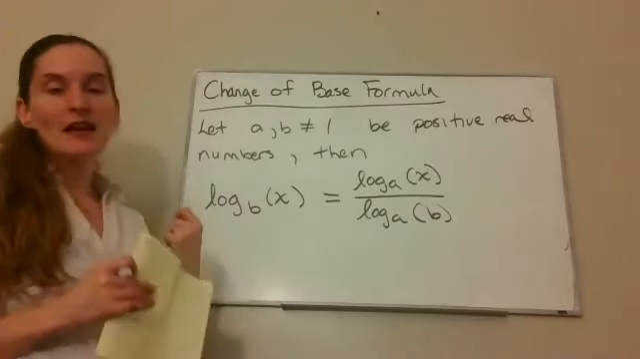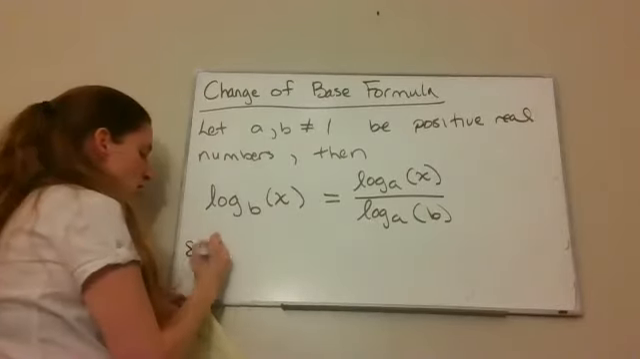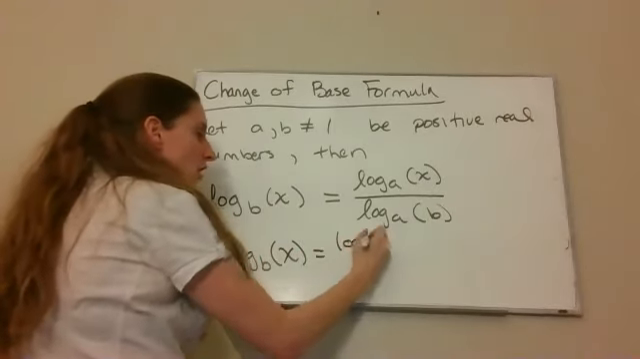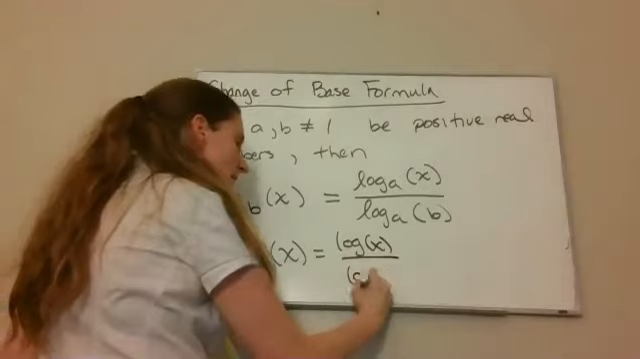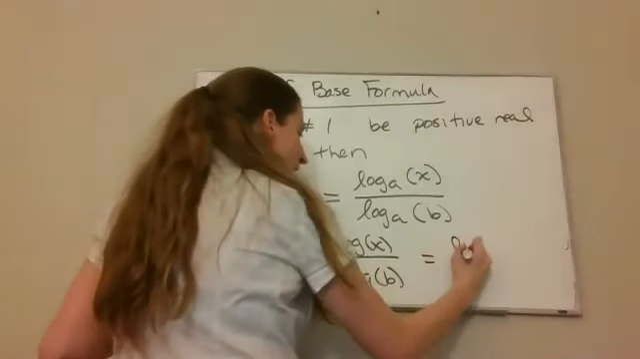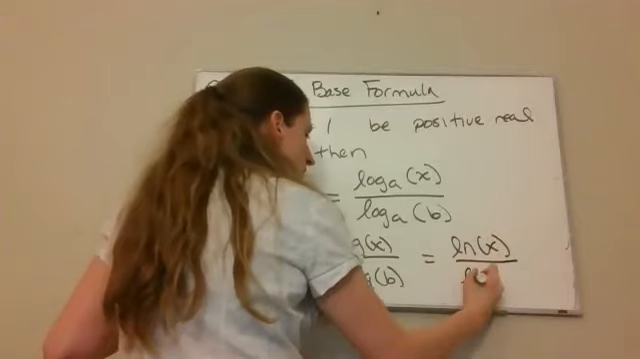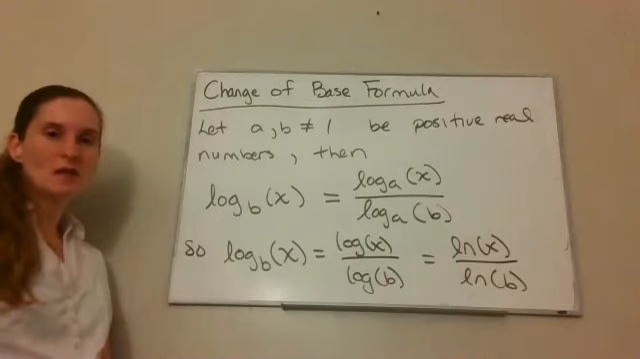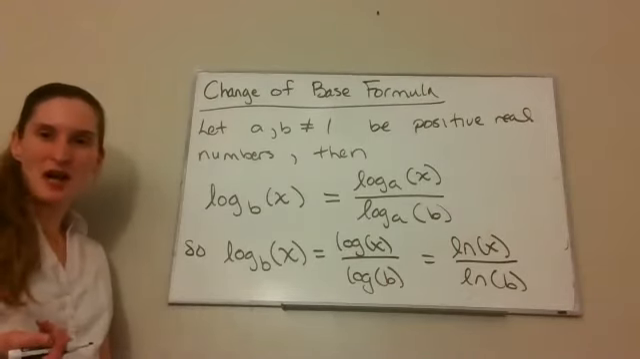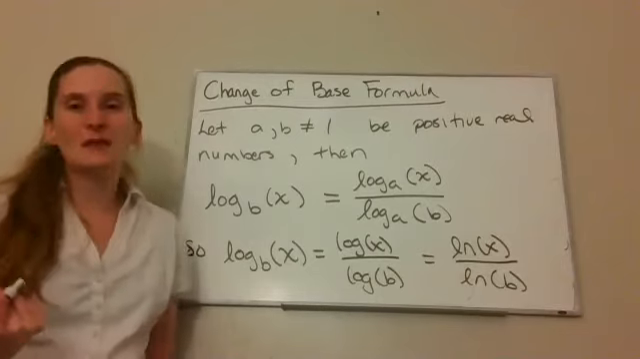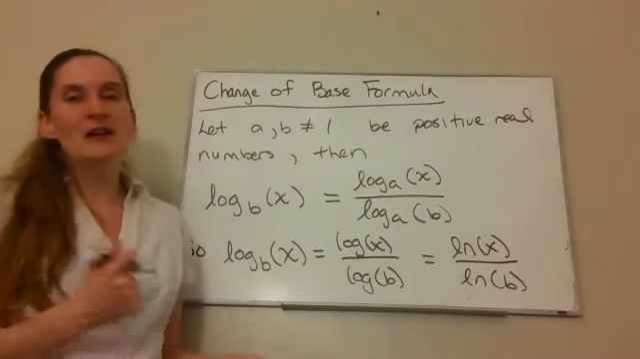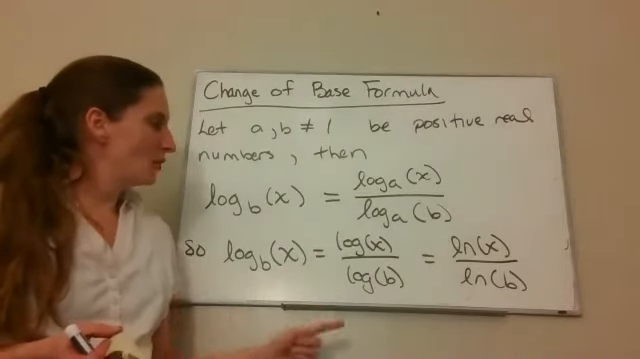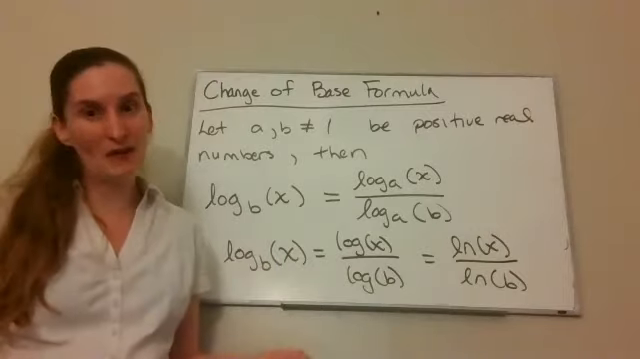So this formula allows you to change a logarithm of any base to logarithms of any other base. In particular, this allows you to change a logarithm of any base into a common log or a natural log. And you're going to get the same result regardless of which one you use. Now, why would I want to change it to a common log or a natural log? Because those are the ones you have buttons on your calculator for. So we'll be able to calculate all sorts of crazy logarithms by changing them to common logs or natural logs, and then we can use our calculator.